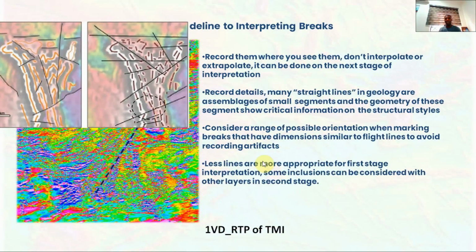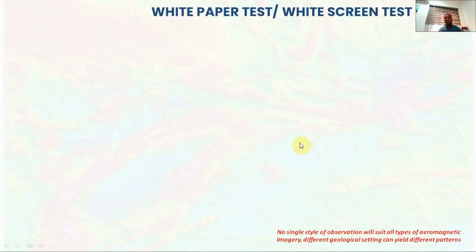Also, we need to understand that fewer lines are more appropriate for the first stage of interpretation. Some inclusions, you can do later on when you have more data to prove that what you've done in the first stage is correct. So you need more integrations to come up with that. We really need to be very careful and understand the flight line direction before you go on in interpretation.